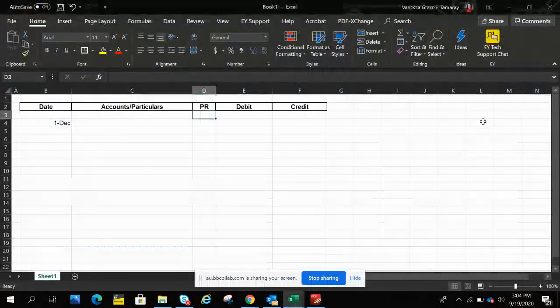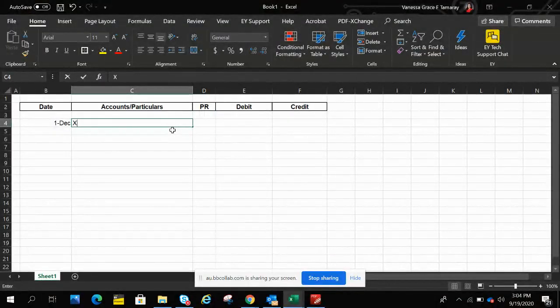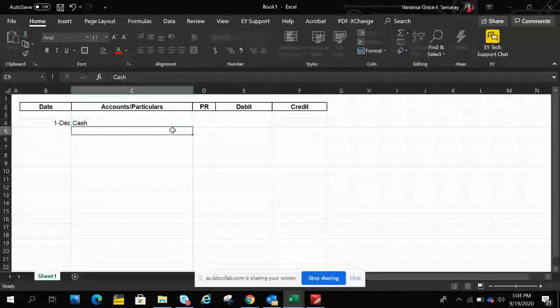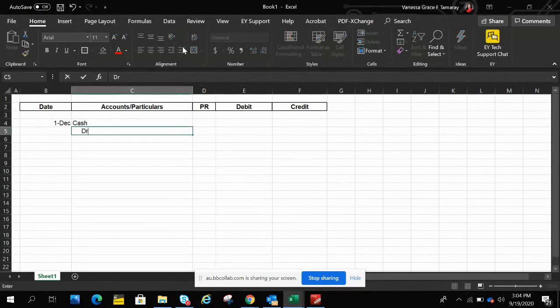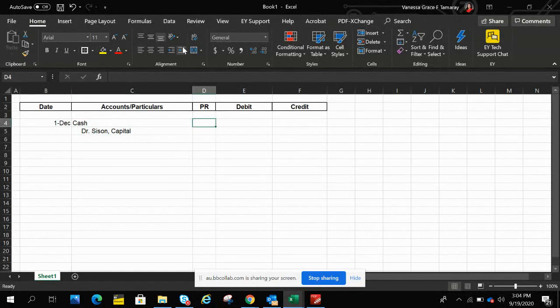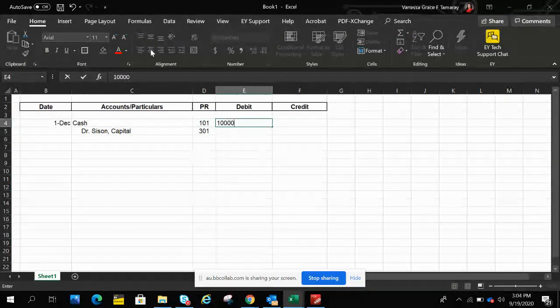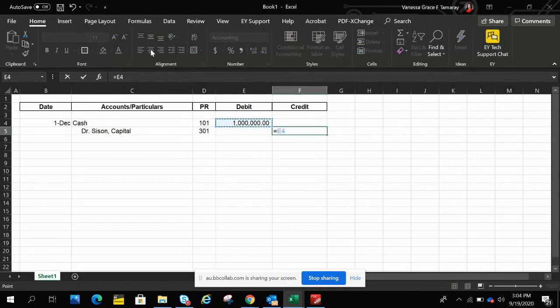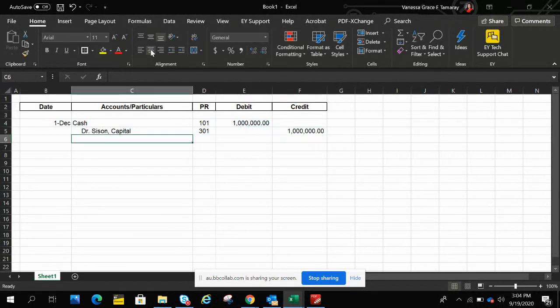So entry, got the entry, debit, cash, credit, Dr. Season, capital. So lagi naka-indent dapat na, naka-indent siya. And then 101, 301. And debit, the amount of 1 million. The same here, 1 million. Let's provide a brief description to record original investment.